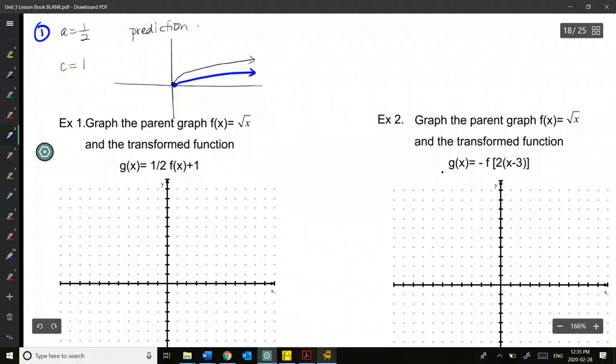And then c of positive 1, what does this do to our graph? Lauren? It would go up by 1. Up 1. So we'll take that blue graph and just shift up 1. And this is kind of what our final function should look like.